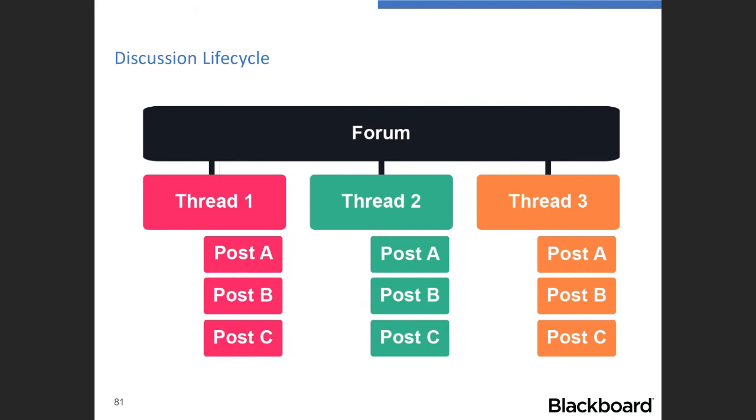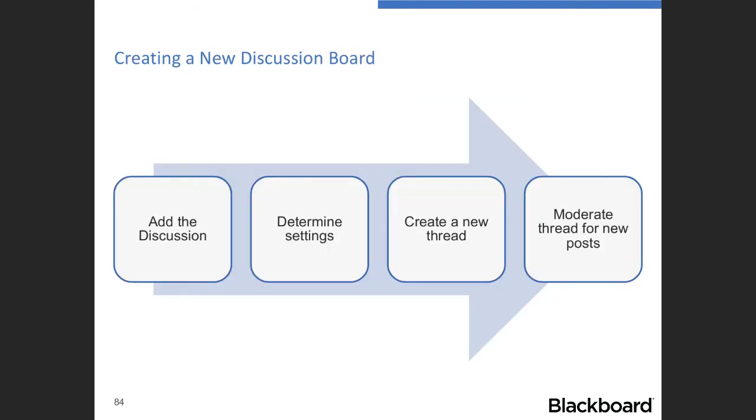Now let's think how to create the discussion. To create the discussion, what we need to do is just add the discussion to the discussion board, and then determine the settings that come with the discussion. There are a lot of settings, as we will review with you in the next slides. Then the students or the instructor can start creating new threads, and the process of moderating the threads for a new post will start to happen.